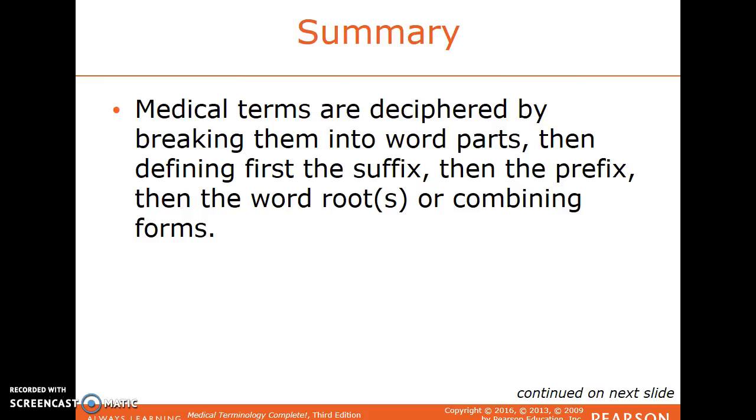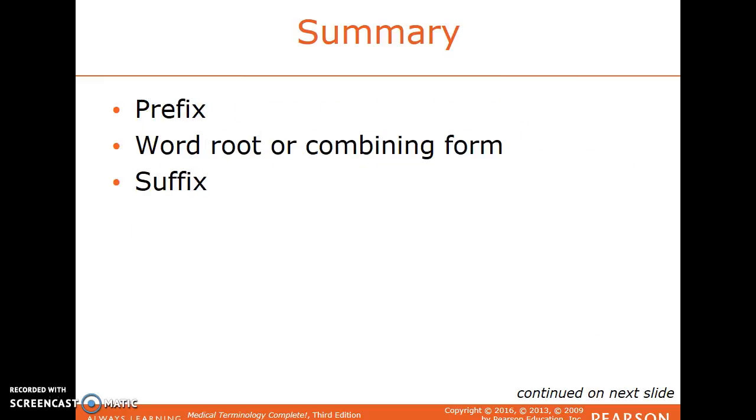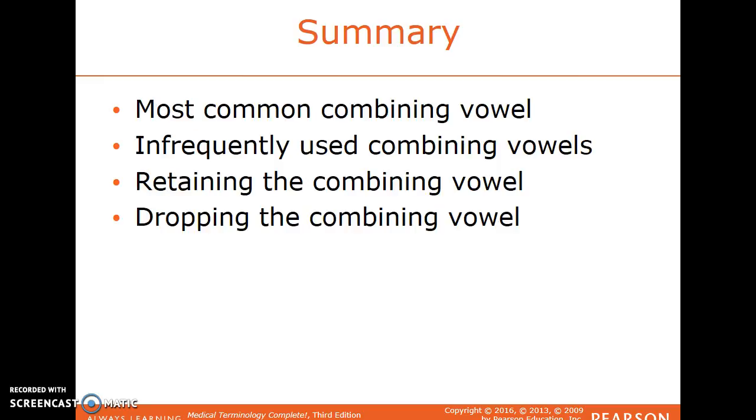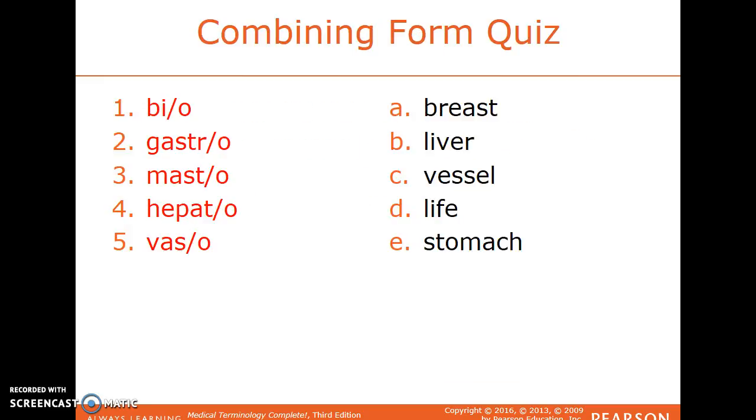So in conclusion, medical terms are deciphered by breaking them into word parts, then defining first the suffix, then the prefix, then the word roots or combining forms. They're made up again of the prefix, the word root or combining form, and the suffix. The most common combining vowel is an O. Infrequently used combining vowels can be A, E, I. Retaining the combining vowel and dropping the combining vowel are things we have to learn, when it's appropriate to keep them and when it's appropriate to drop them. You'll get used to that as you learn the words throughout these chapters.